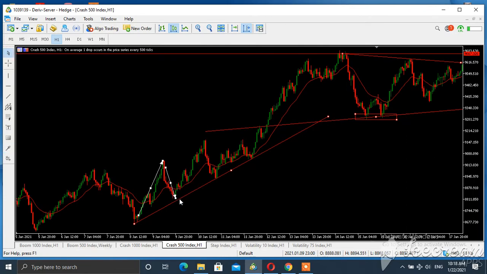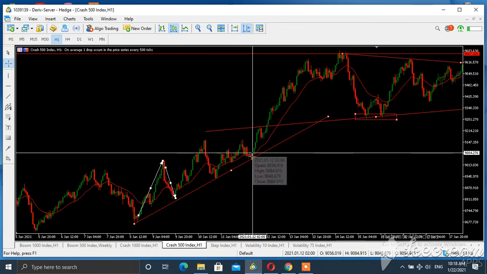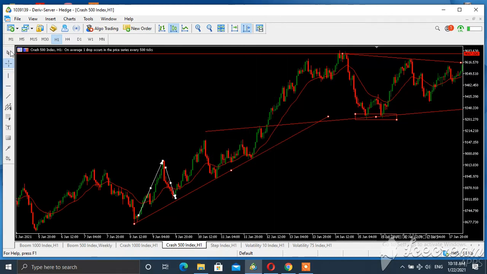When it pulls back here, wait for a candlestick pattern to enter. Wait for a candlestick pattern somewhere here. Wait for a candlestick pattern to enter, and you will milk the market. Please, that is just the simple way of milking Boom and Crash.